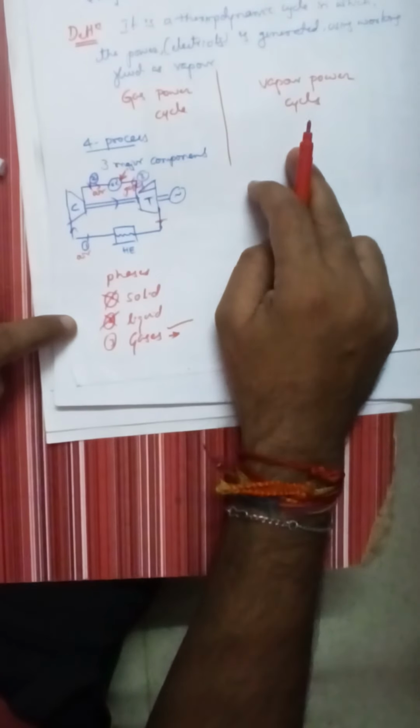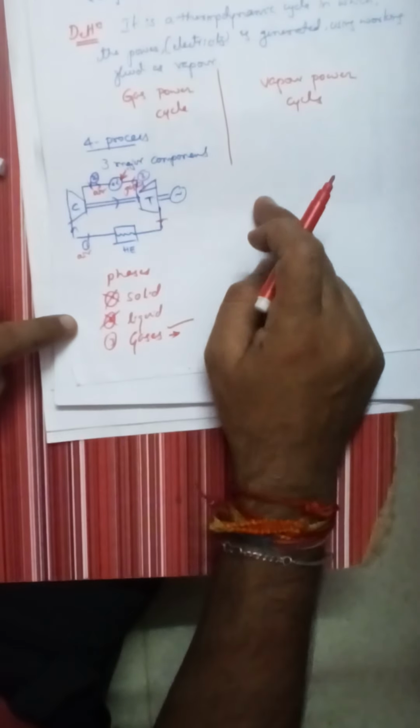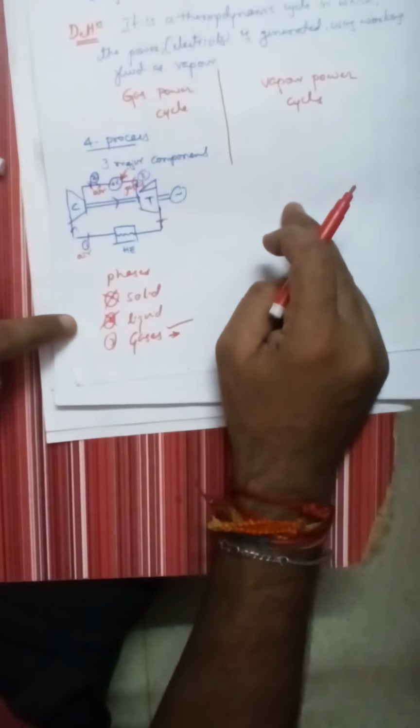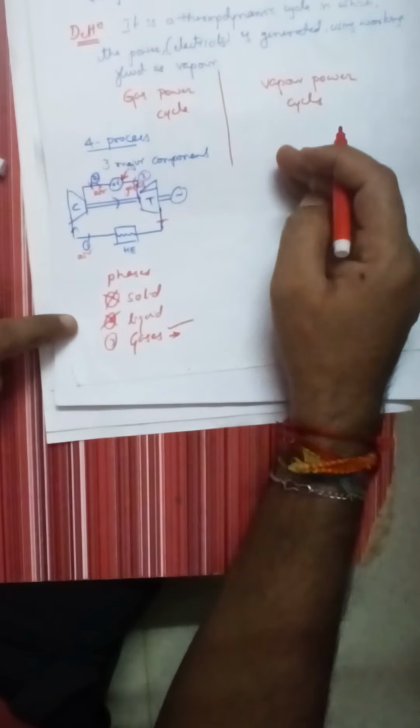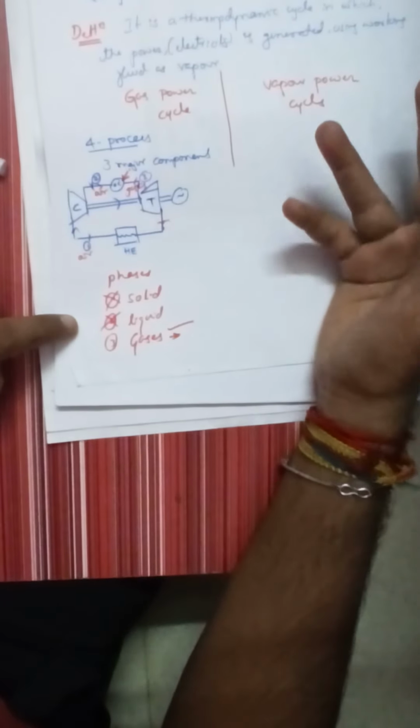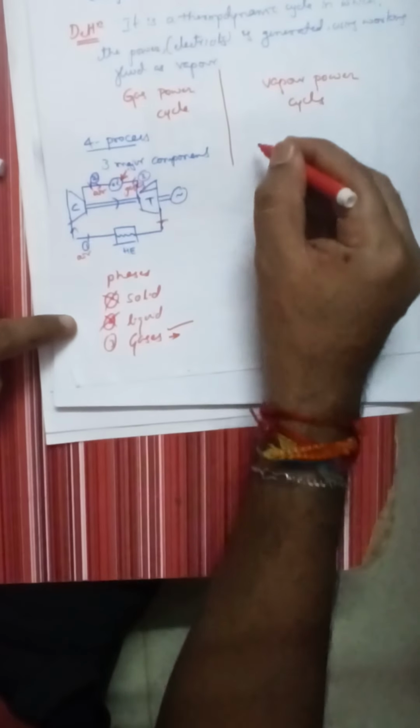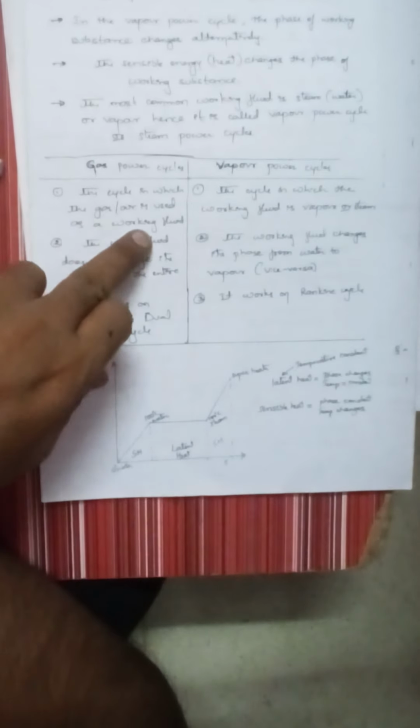But in the vapor power cycle, inside the cycle, the working substance undergoes phase change. For example, in one component it will be in liquid state, in another component it will be in steam or vapor or gaseous state. So that is one difference between the gas power cycles and the vapor power cycles. First, see here, I have written notes. The gas power cycle is a cycle in which air is used as the working fluid, and the vapor power cycle is a cycle in which the working fluid is vapor. That is one simple difference between these two.